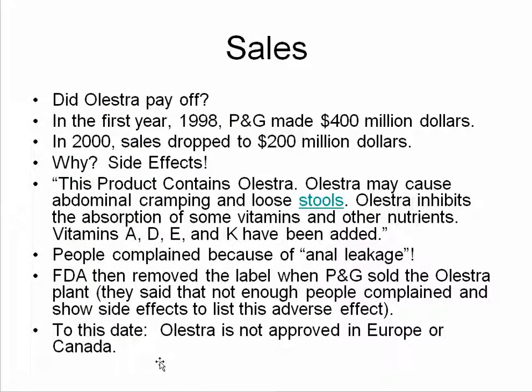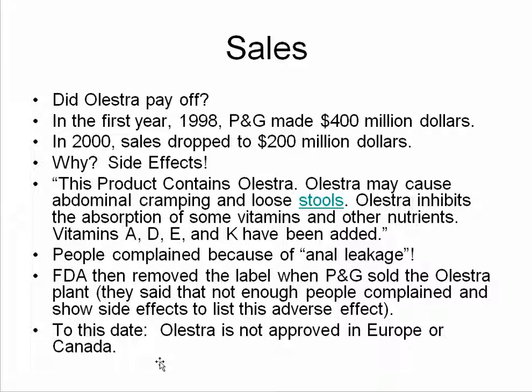So did Olestra pay off? And the answer, in the first year in 98, P&G made $400 million off of it. In 2000, 2 years later, the profit fell in half, and this is due to the product's label statement: loose stools. Olestra may cause abdominal cramping and loose stools. Olestra inhibits the absorption of some vitamins and other nutrients. Vitamin A, D, E, and K have been added.